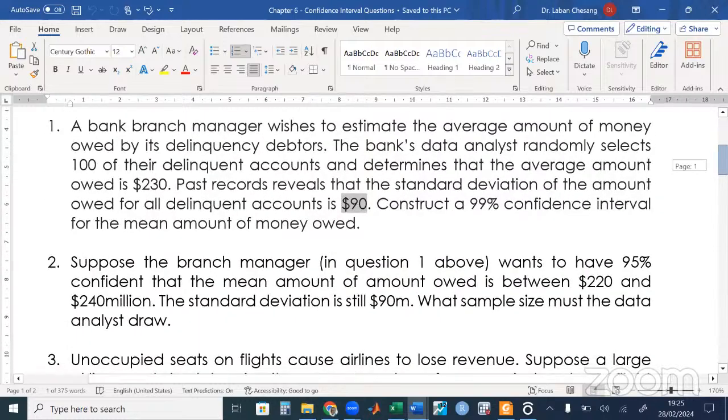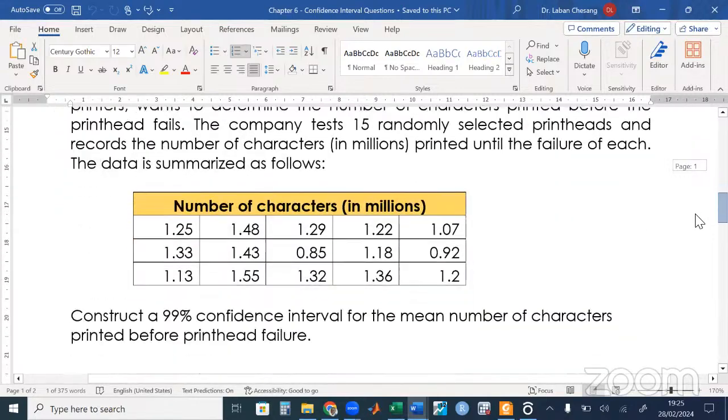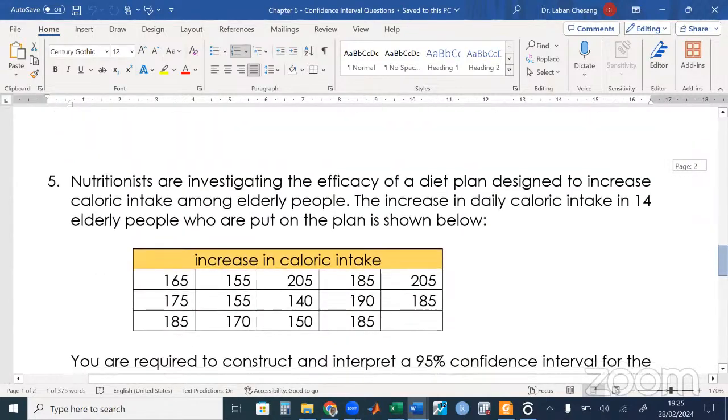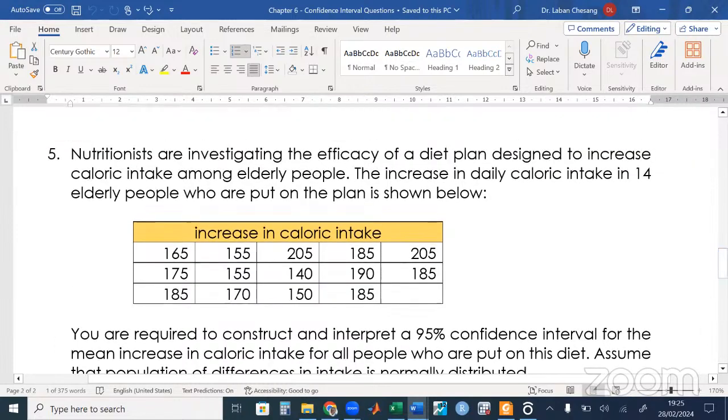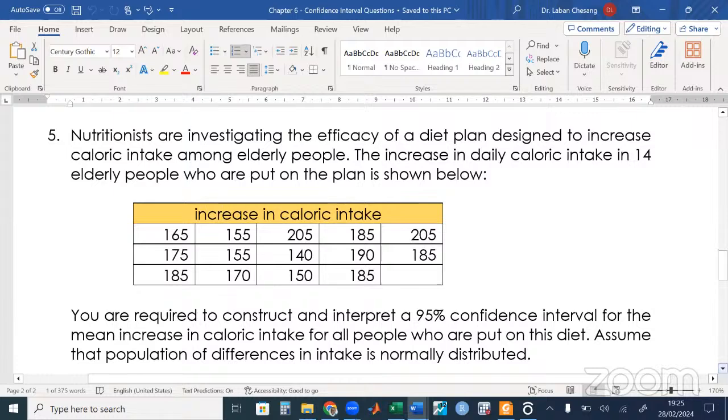Okay. Before I can give you one question, let us look at a different question altogether. Maybe the last one, this one. Let's look at question six. Let me have a volunteer to read. Question six. Question five, sorry, five. Regina, are you on? You can read? Yes, I can.